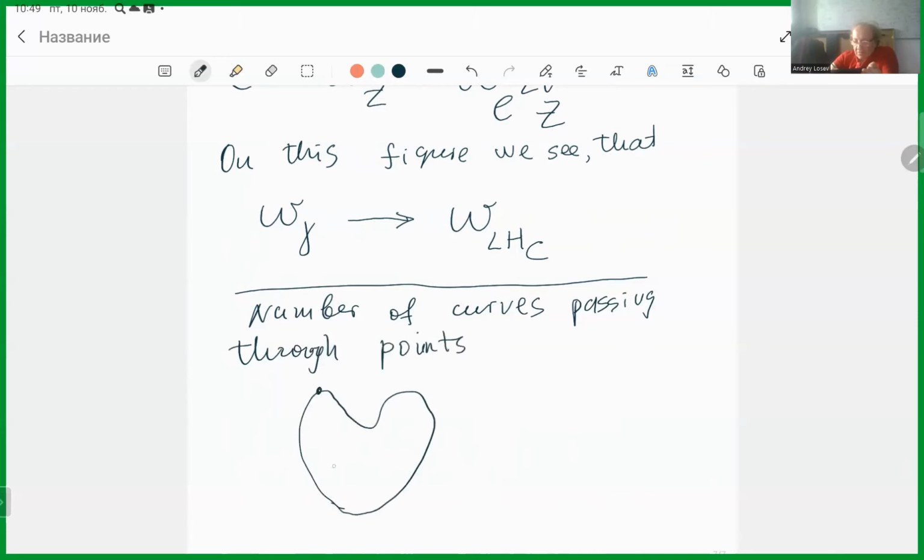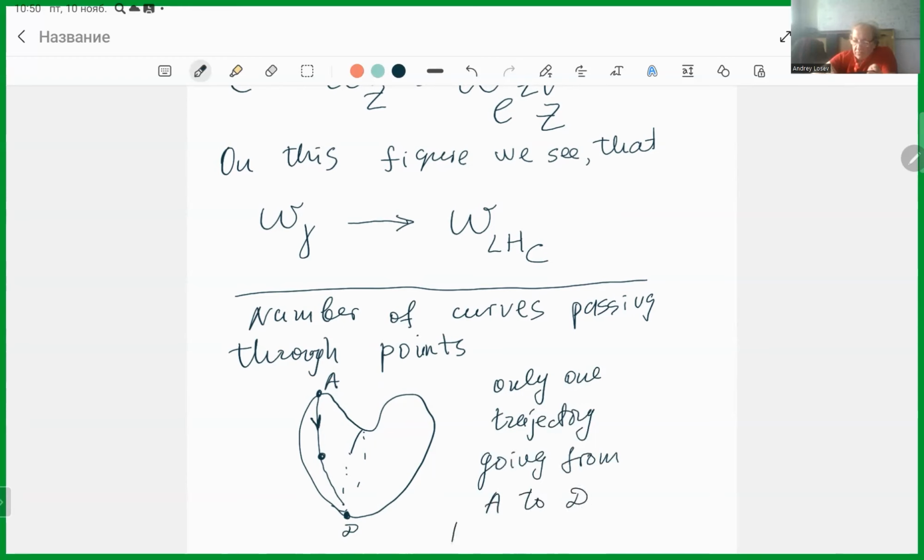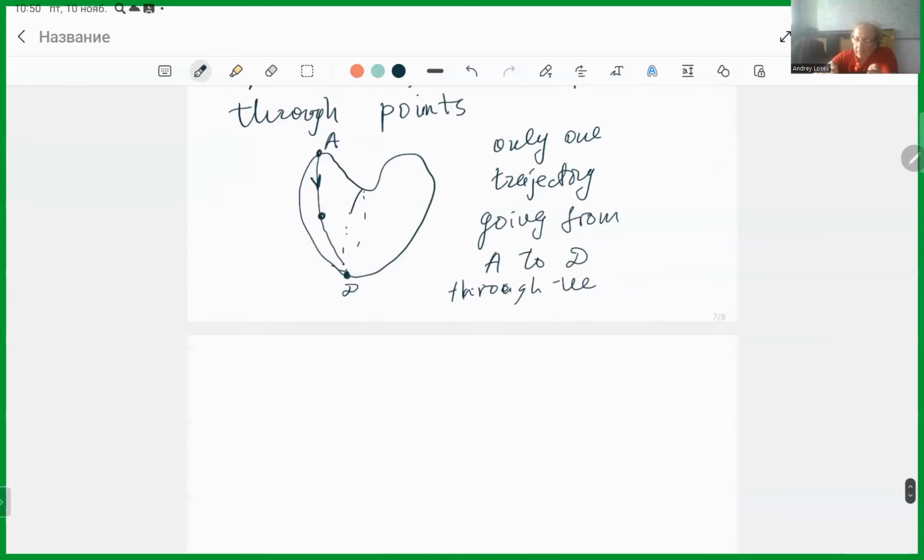And I'll redraw it. And I have only one trajectory going from A to D through the point E.